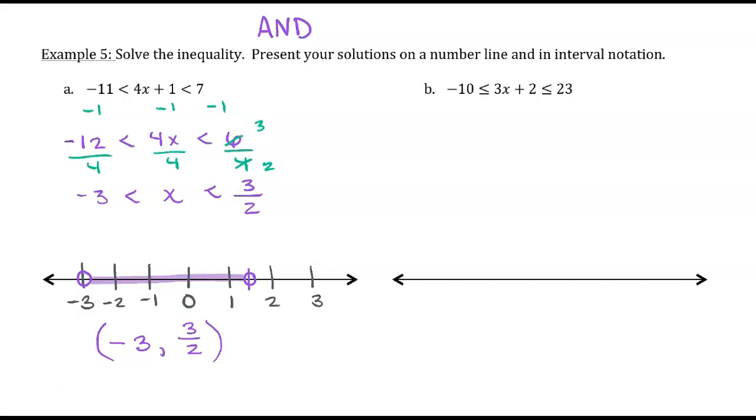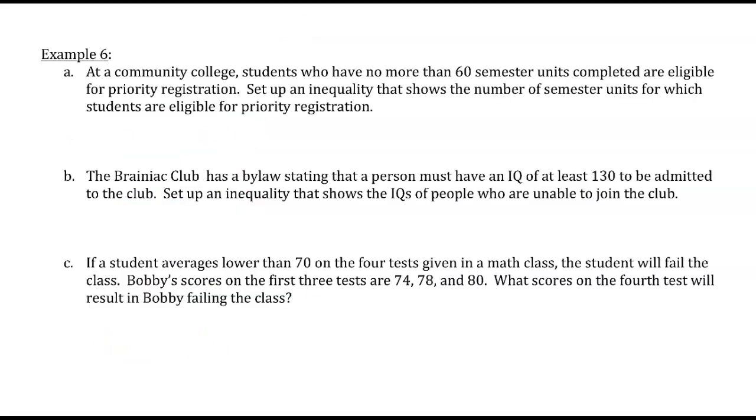Let's finish this section with some word problems that involve inequalities. In example 6, I will look at parts A and D. Part A reads that students who have no more than 60 semester units completed are eligible for priority registration. Set up an inequality that shows the number of semester units for which students are eligible for priority registration.